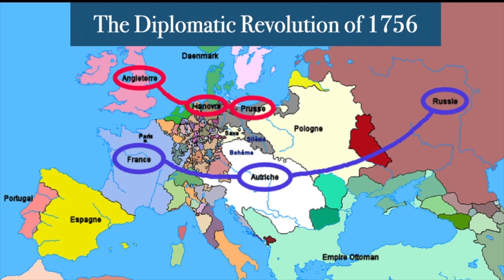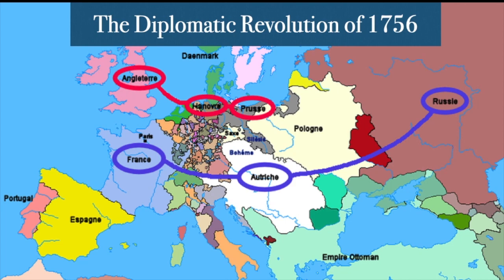And then in the 1850s, Austria will completely betray Russia. But we got a ways to go before we learn about that. But here's the new alliance system. This is important, the diplomatic revolution of 1756, because it then sparks a new war.